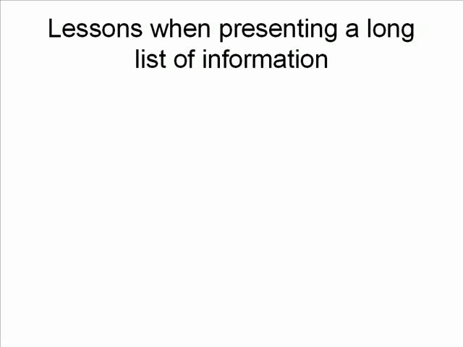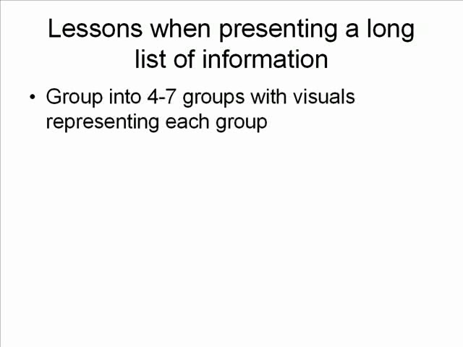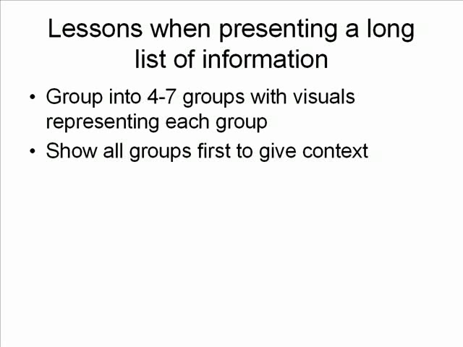So here are some of the lessons that we learn about presenting a long list of information. First of all, group that long list into 4 to 7 groups and use a visual to represent each of those groups. I simply went to their website for those visuals and found that they already define a lot of those areas, and they had visuals that supported them. So they already know that there are these groupings. It's just not represented in their presentation. So group into 4 to 7 groups with those visuals representing each group, and show all the groups first so that your audience has context for what it is you're going to talk about.